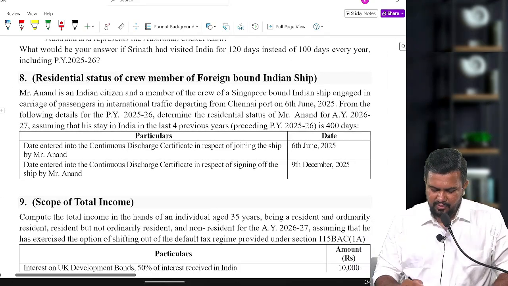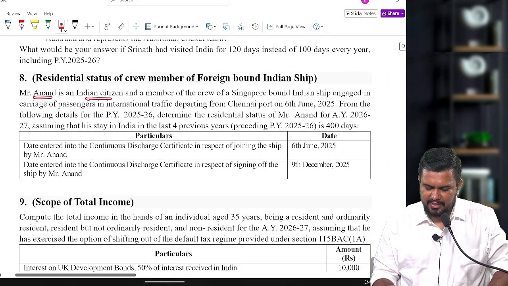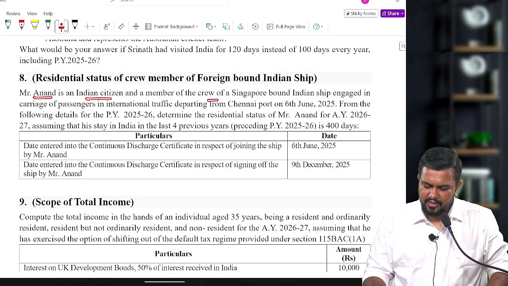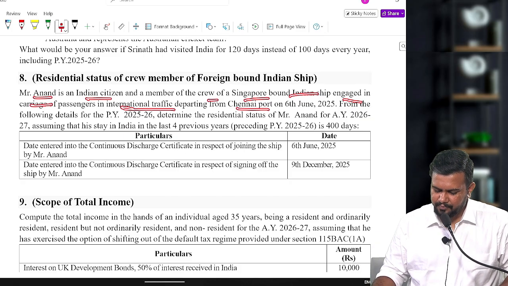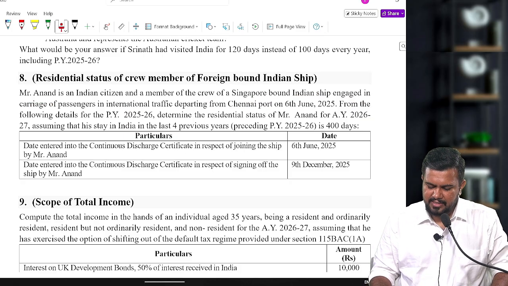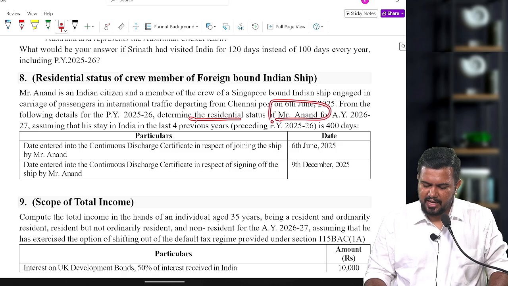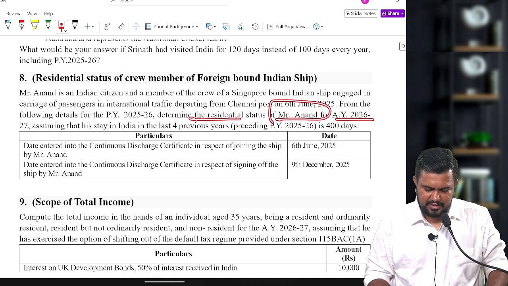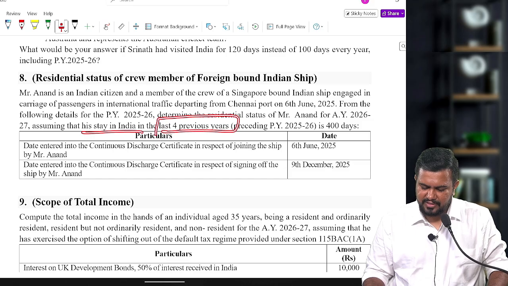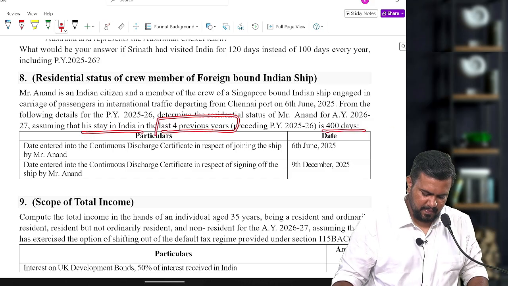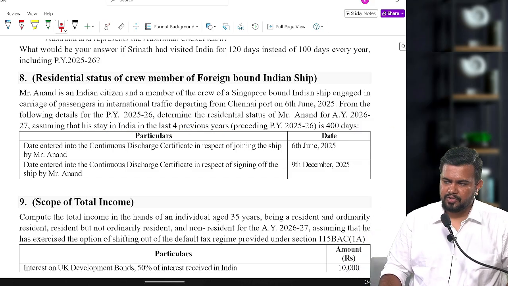Be quick with this question. Mr. Anand is an Indian citizen, member of a crew of a Singapore bound Indian ship engaged in carriage of passengers in international traffic from Chennai port. From the following details, determine the residential status of Mr. Anand for assessment year 26-27, assuming that his stay in India in the last 4 previous years is 400 days. So you calculate.